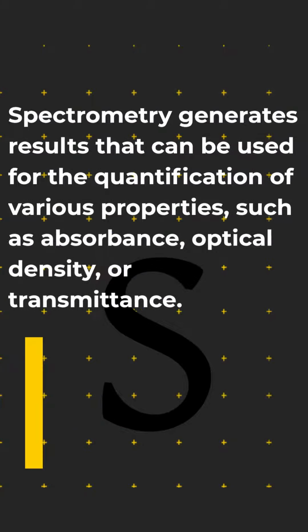Spectrometry generates results that can be used for the quantification of various properties, such as absorbance, optical density, or transmittance.